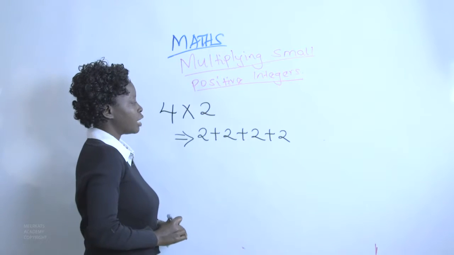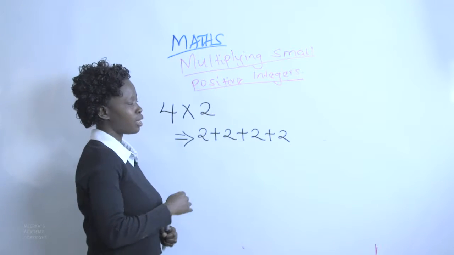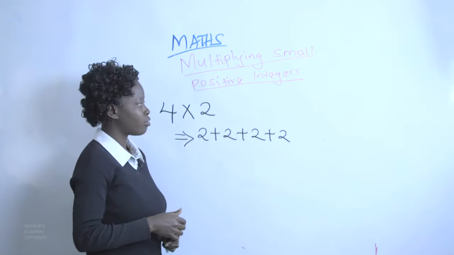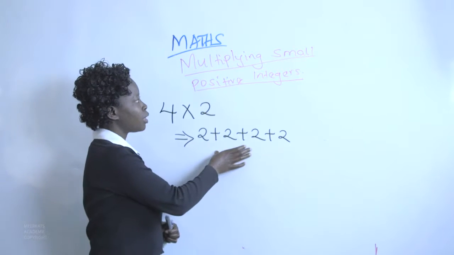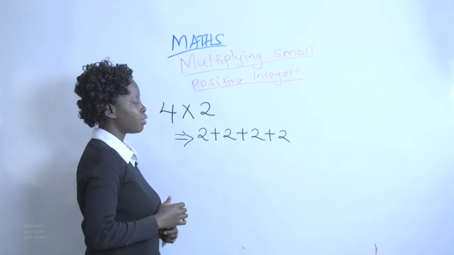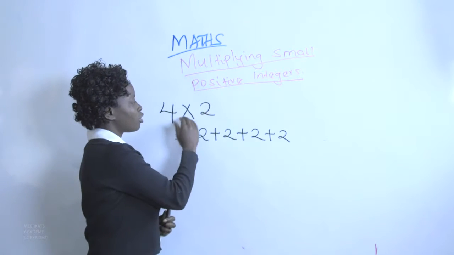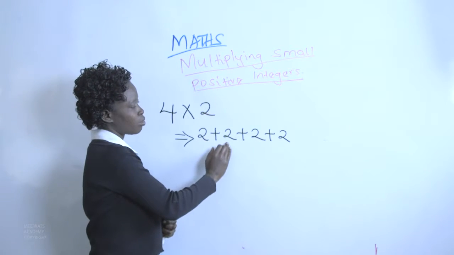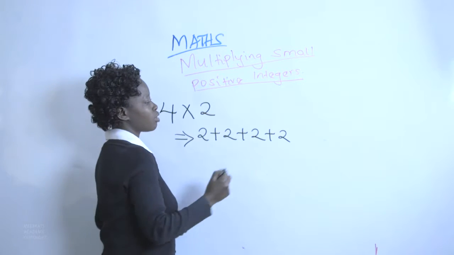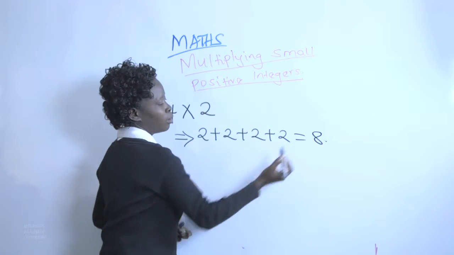So when you're having repetition of a given number in the given number of times that you are given, it simply means we are multiplying the given number. So if you have 4 times 2, it is the same as 2 plus 2 plus 2 plus 2, which is equal to 8.